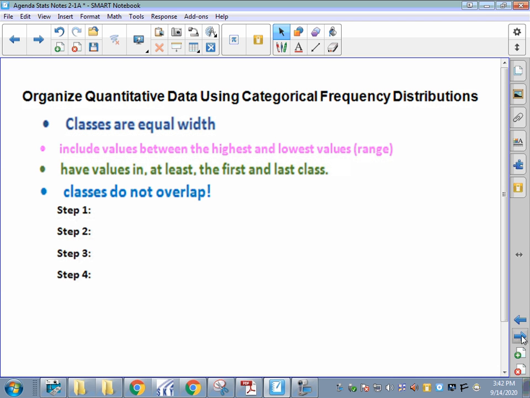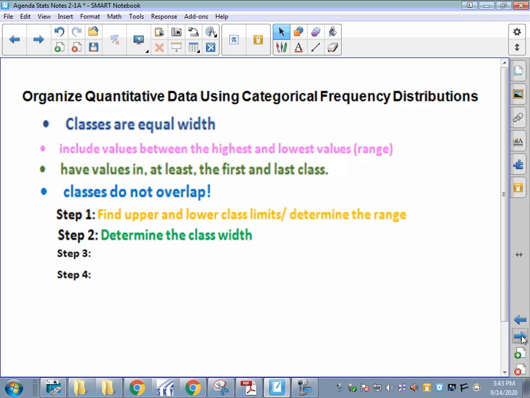So if we're going to make a frequency distribution using quantitative data, first thing you need to do is find your range. Find your highest and lowest class limits. That's the range, right? Biggest number is this, smallest number is this. Subtract them, and determine your class width. Easier said than done. I'm going to add a little extra right here under step 2. In order to determine the class width, you're going to do a quick division problem. You're going to do your range divided by the number of classes.